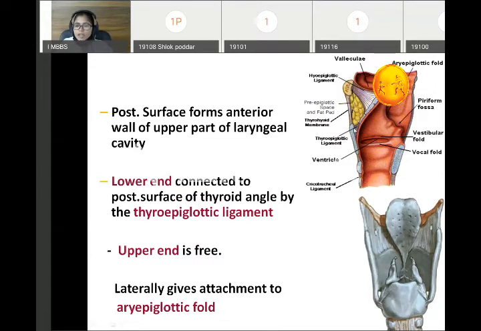It has two surfaces, the anterior surface, this one, and the posterior surface, this one, which is towards the laryngeal cavity. And it has two lateral borders, which give attachment to the aryepiglottic fold. So laterally here, these are the lateral borders, which give attachment to the aryepiglottic fold.